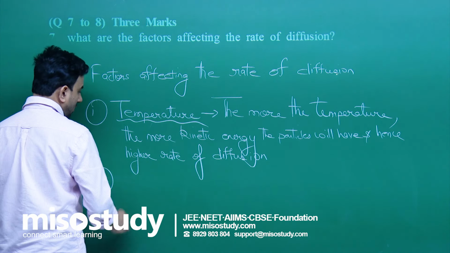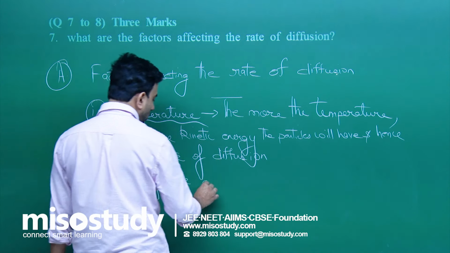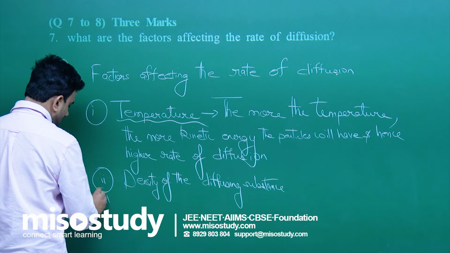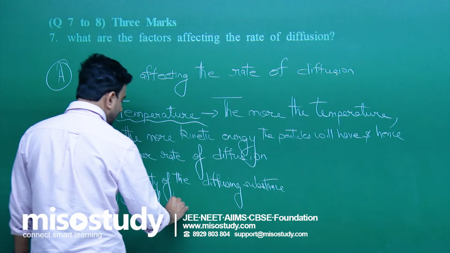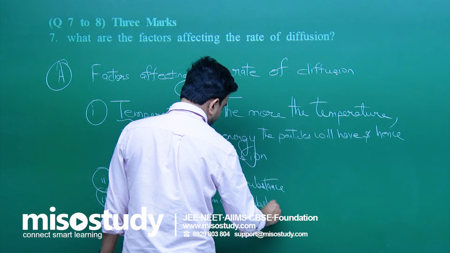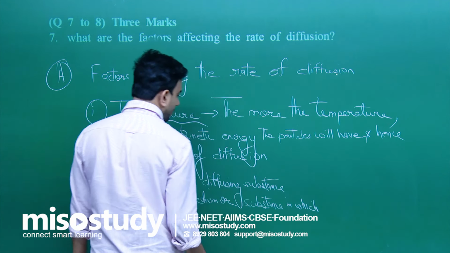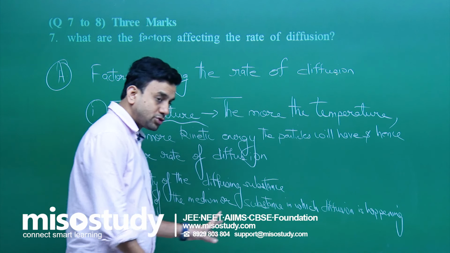Secondly, we will have the density of the diffusing substance, that is, the density of the medium or substance in which diffusion is happening. The lower the density of the substance in which the diffusion is happening, the more will be the rate of diffusion.